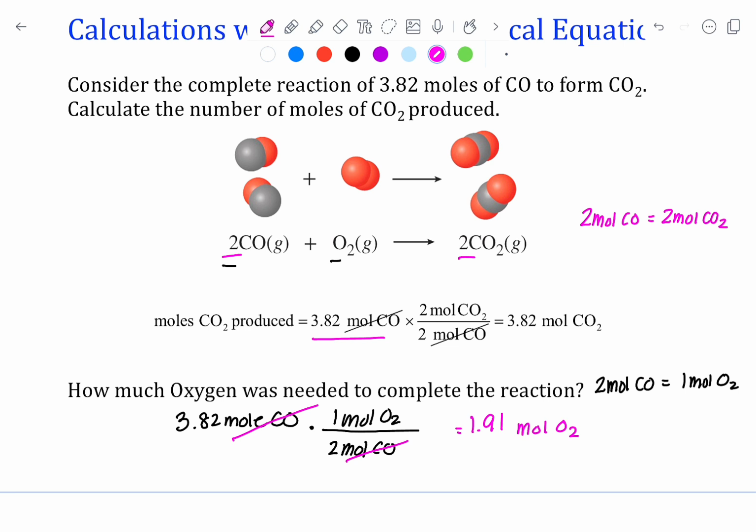So we had to use half of the amount of moles of carbon monoxide. I had to use half of that molar amount of oxygen to react with all of that carbon monoxide to create the carbon dioxide. So these are now just equivalencies. If we look at the balanced equation, I need double the amount of carbon monoxide compared to oxygen to create carbon dioxide.